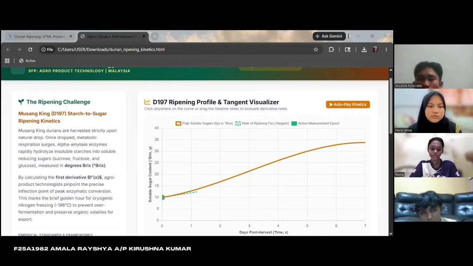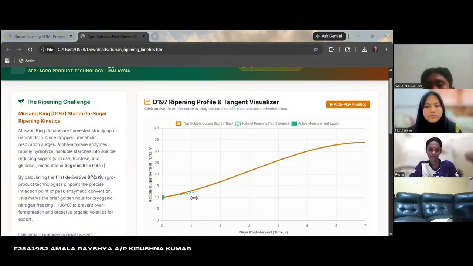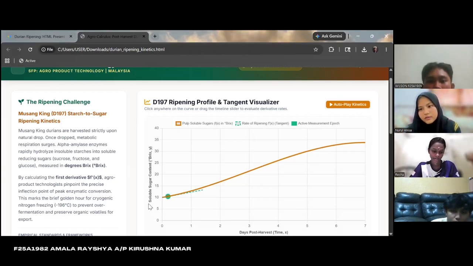Let me take you through our interactive HTML simulation model, which tracks the durian over a 7-day post-harvest period. As we adjust the timeline slider, the durian progresses through 4 distinct biochemical phases. To track this progress, our lab uses an empirical mathematical model to represent the sugar accumulation.